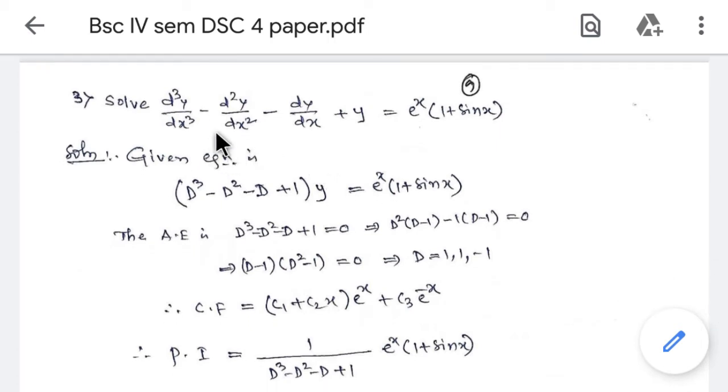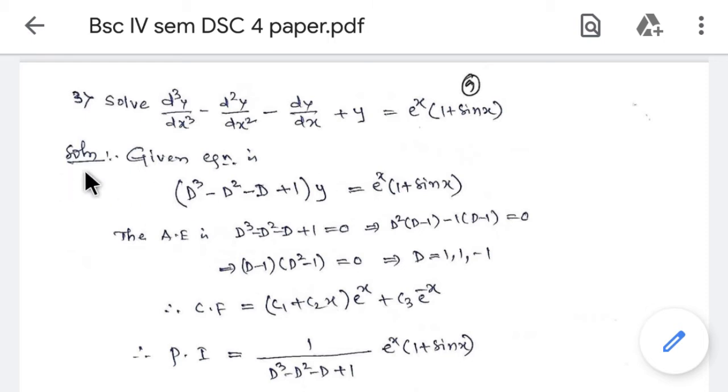Example 3: solve d3y by dx3 minus d2y by dx2 minus dy by dx plus y equal to e raised to x into bracket 1 plus sin x. Here the RHS is in the form of e raised to ax into V. Here a is 1, V is 1 plus sin x.